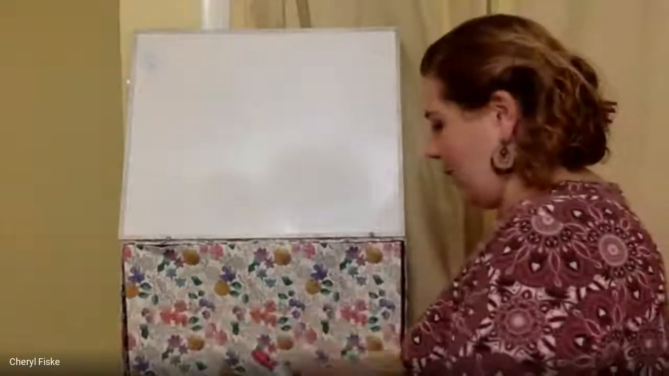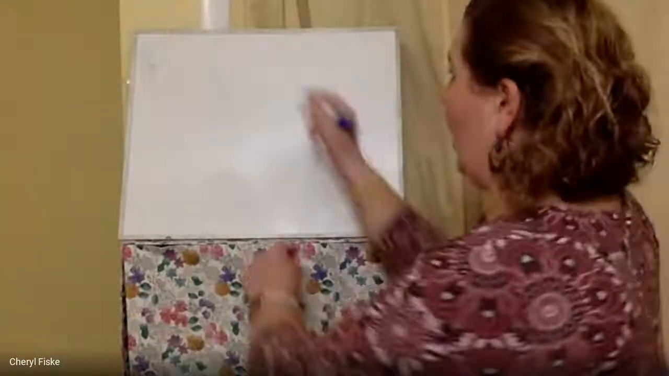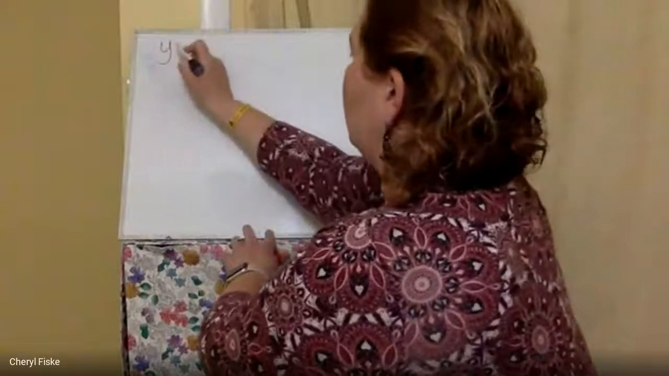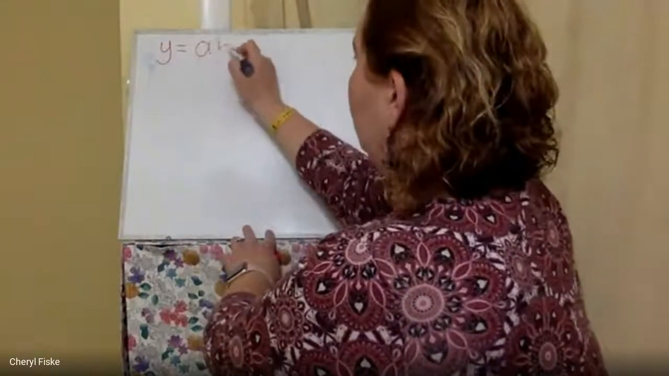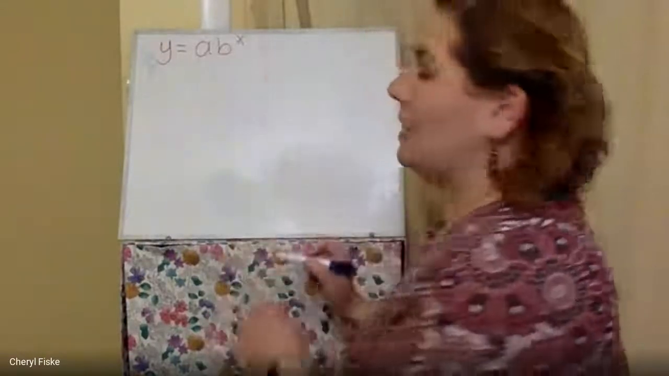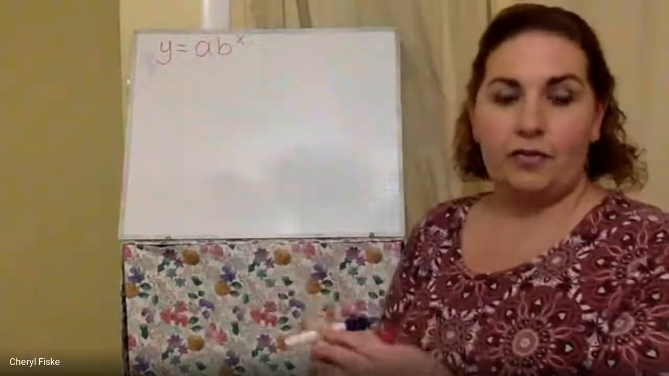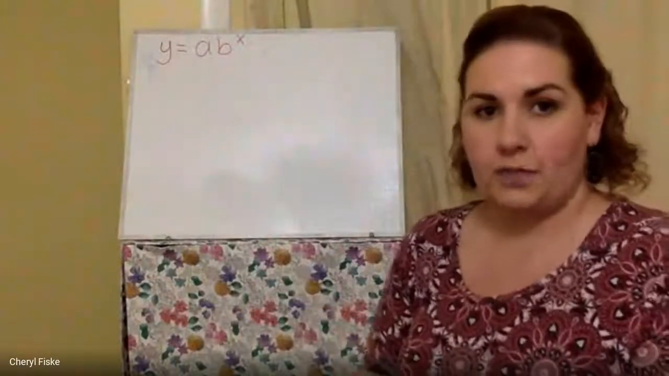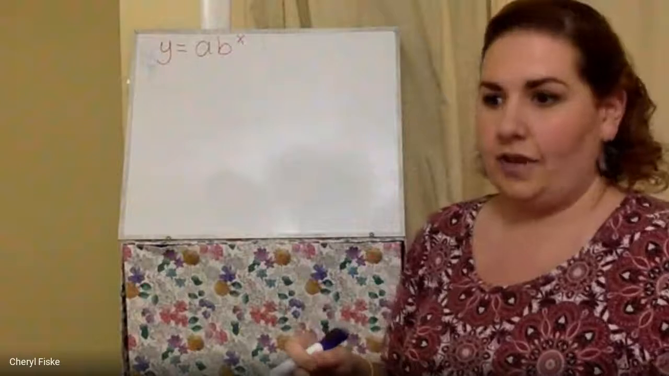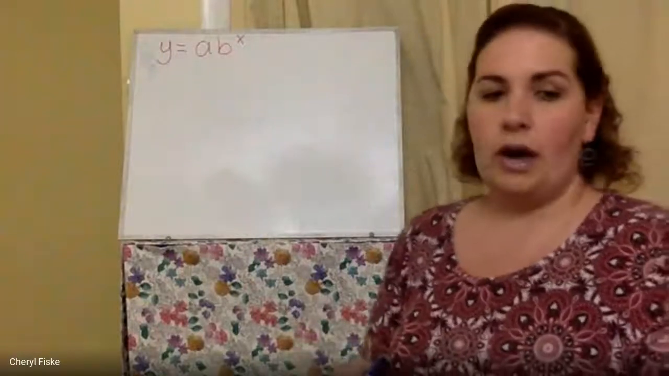So let's think about y equals ab to the x. That's the main idea for exponential growth and exponential decay.